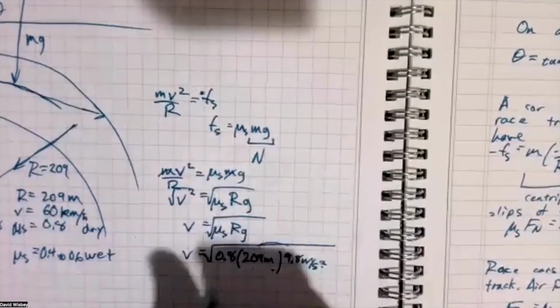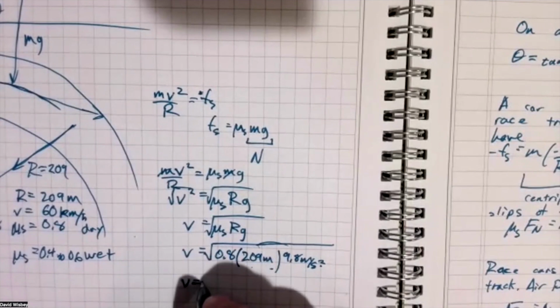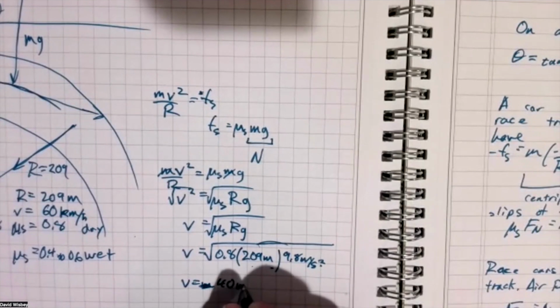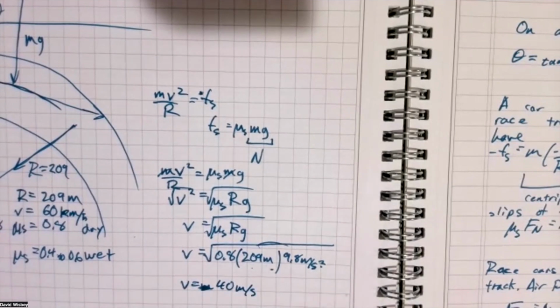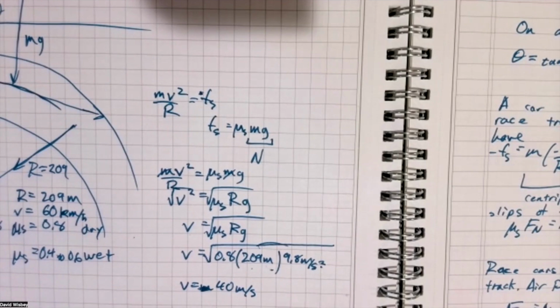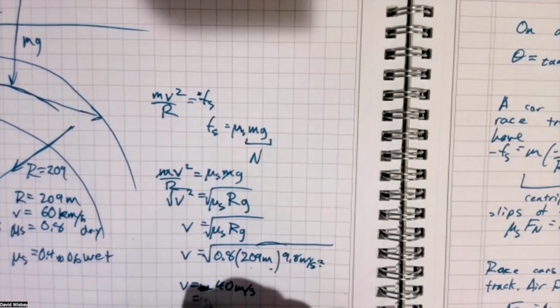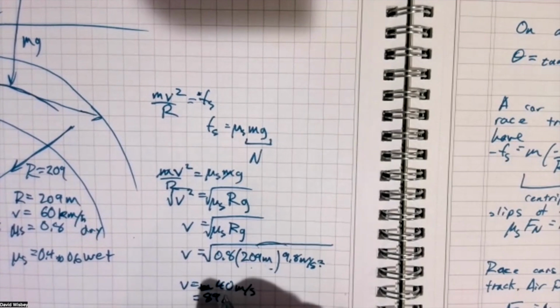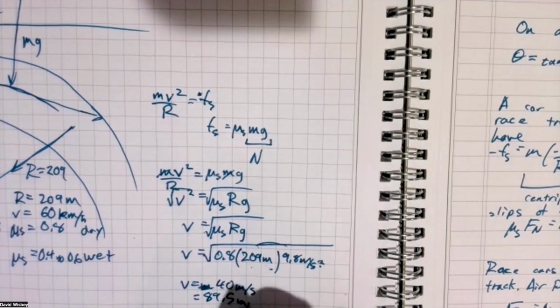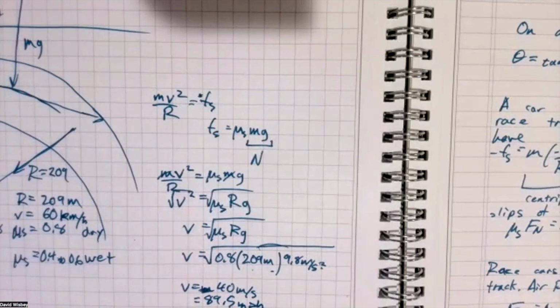And so it looks like the maximum speed is going to be 40 meters per second, if I did my calculations right, but I think I did. Okay. And what is 40 meters per second in miles per hour? So that's about 89.5 miles per hour. Okay.